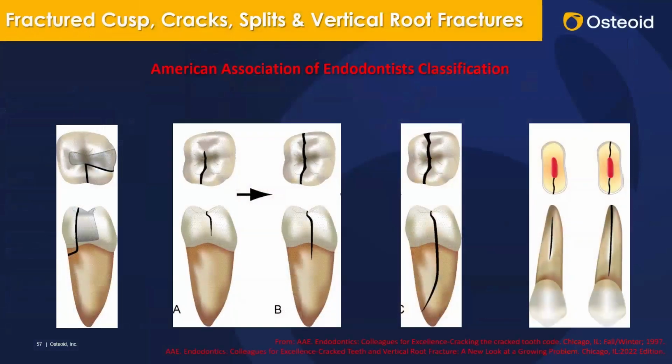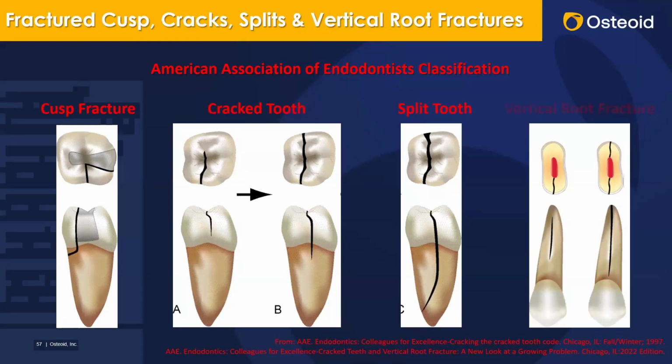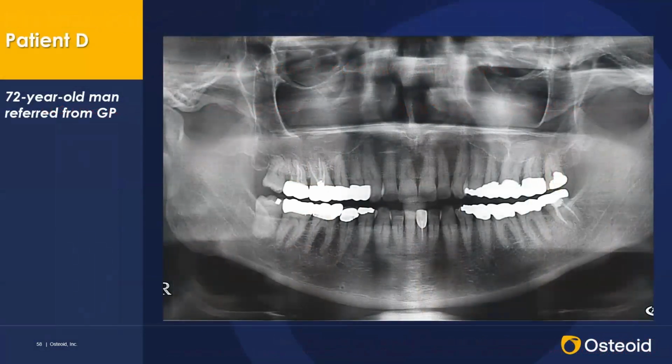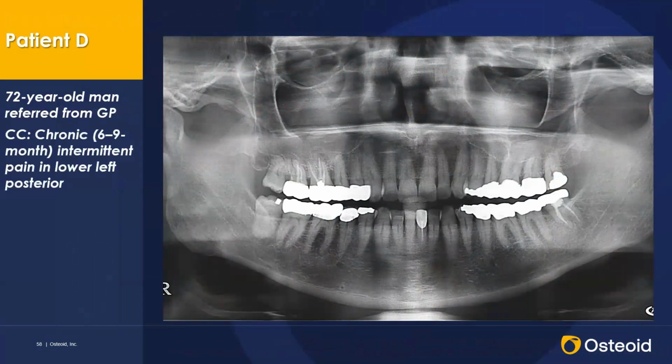The American Association of Endodontists classify this according to whether the tooth has a cusp fracture, which is the diagnosis in the previous case, a cracked tooth, a split tooth, or in the case of root canal treated teeth, a vertical root fracture. So the final case before we end is actually a colleague who presented and referred from a general practitioner with chronic, approximately 6 to 9 month intermittent pain in the lower left posterior.